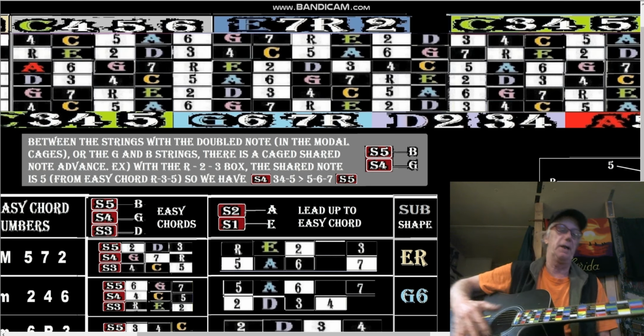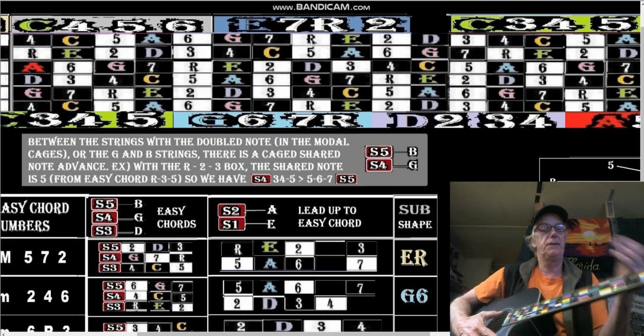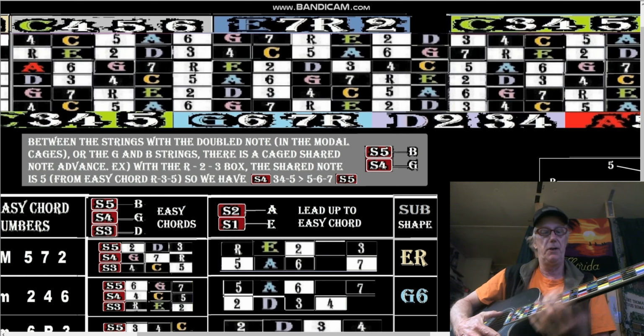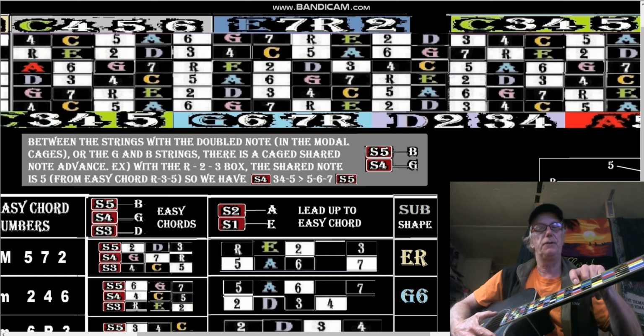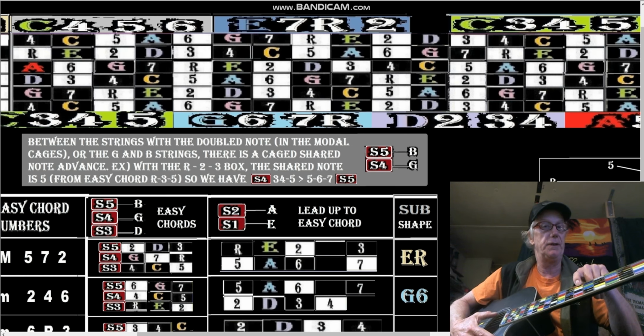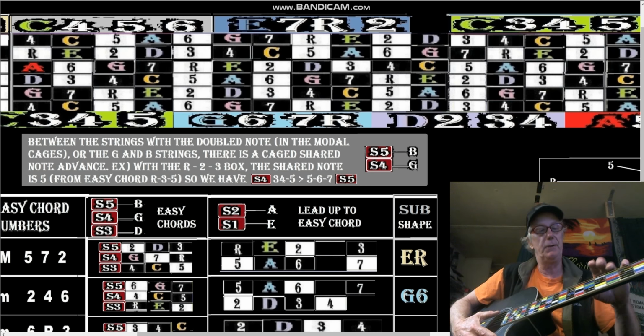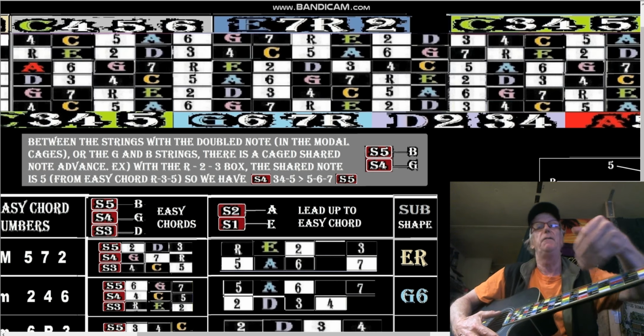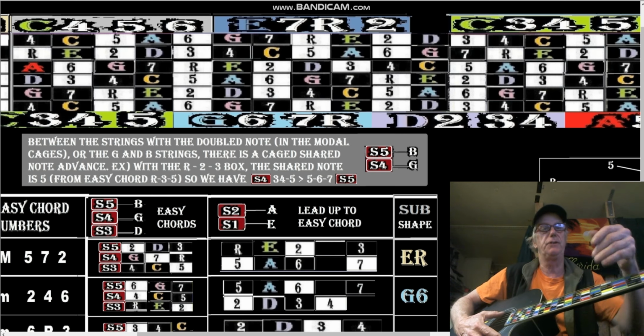Okay, so we're back. A caged advance is 3, 4, 5 to 5, 6 or 5, 6, 7. The shared note, or the doubled note, in that case would be the 5. So that's the point. And we also have fifths and fourths caged advances, right?